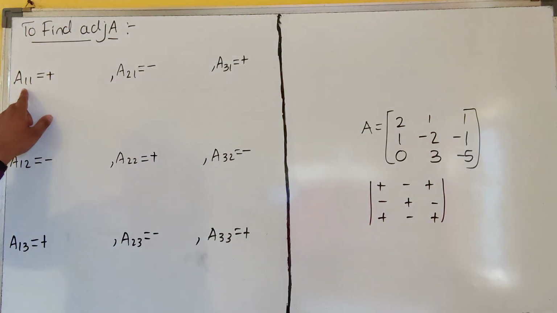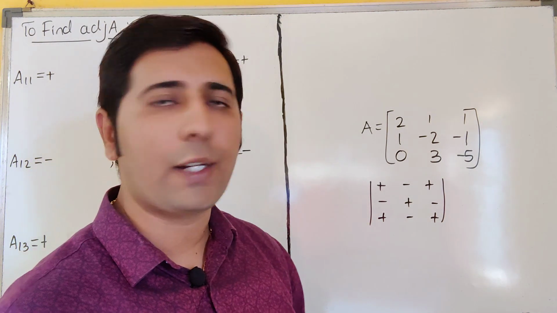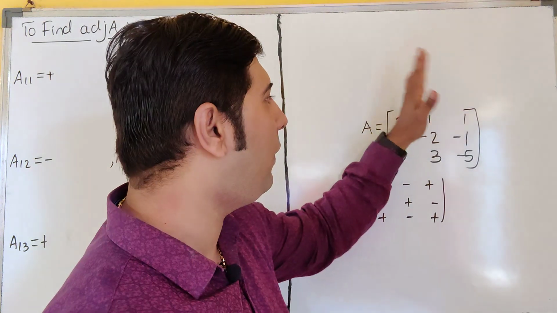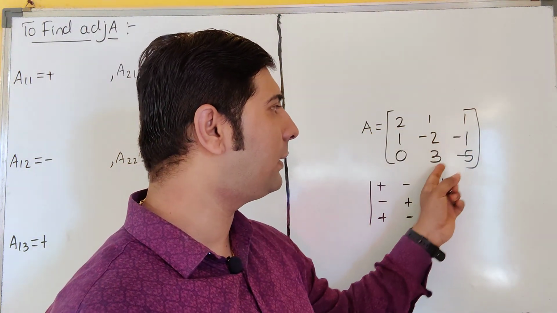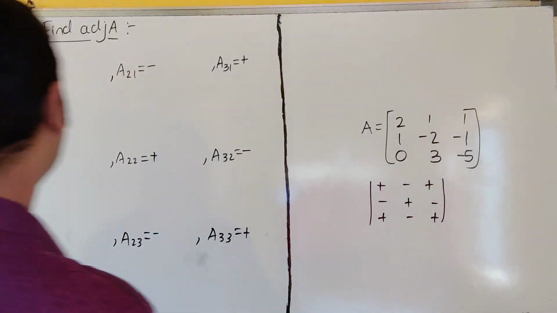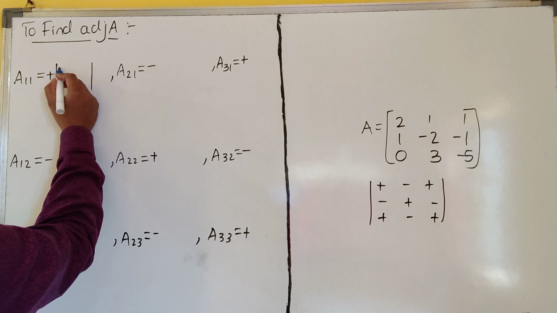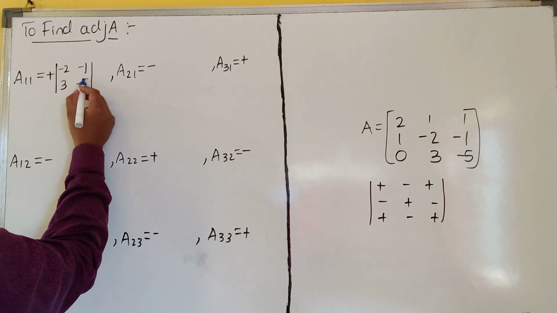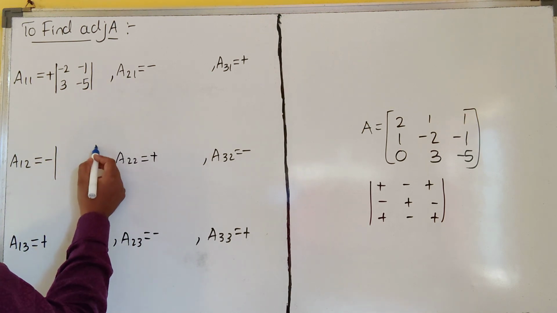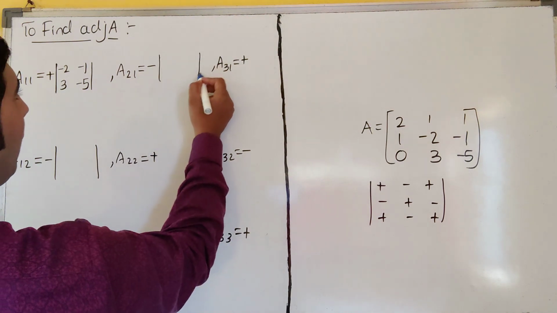A11, I have to find A11. 1 1 means first row, first column you leave. So you have to leave what? First row, first column. So you leave first row, first column now. What is left? -2, -1, 3, -5. Yes or no? That you have to write in determinant: -2, -1, 3, -5, dear students. Now I will write all the determinants here, to make it very easy to solve.